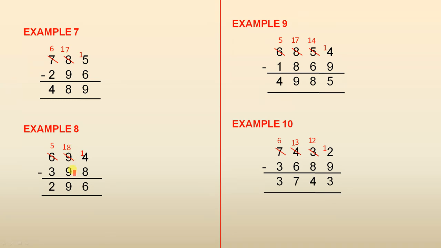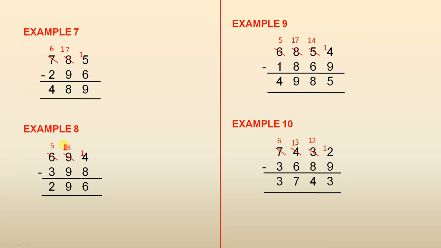8 take away 9 we can't do. So we cross off these 600s, we cross off one of them. So we've only got 5 left. Now the 100 goes to here. That gives us 18. See here? 18 tens. So that's 100 there, which is 10 tens. That's 10 tens, so that gives you 100.